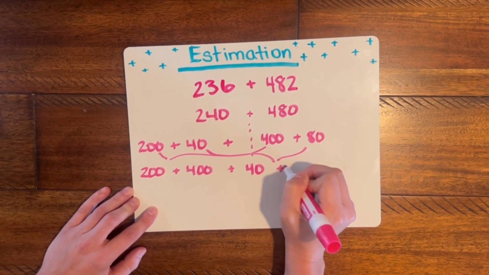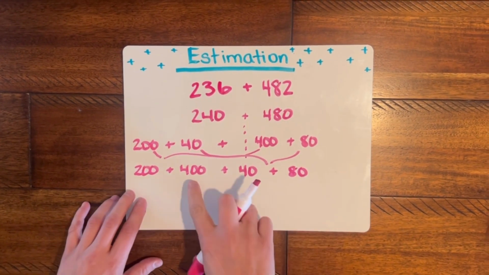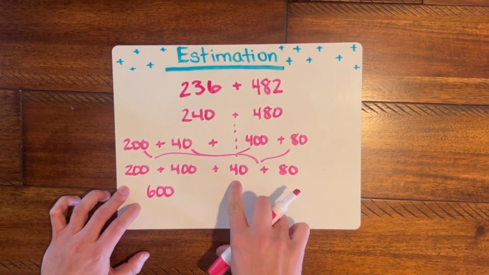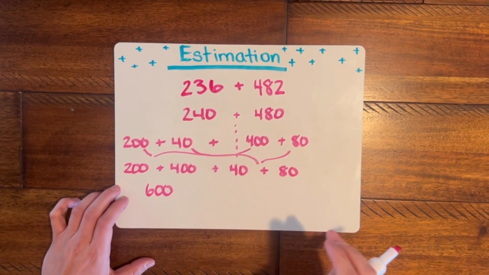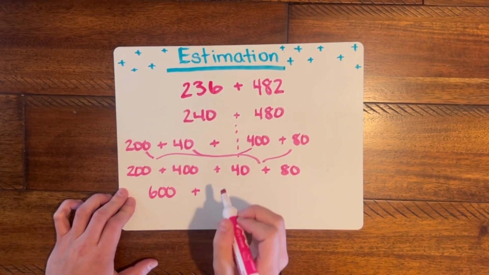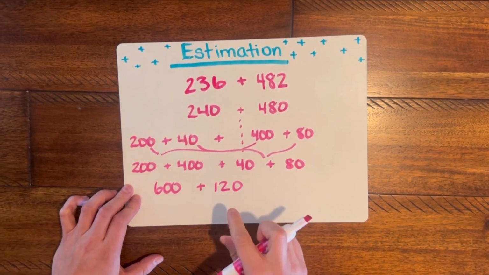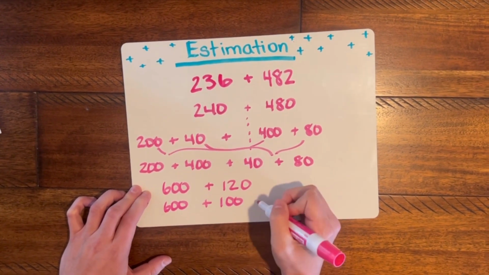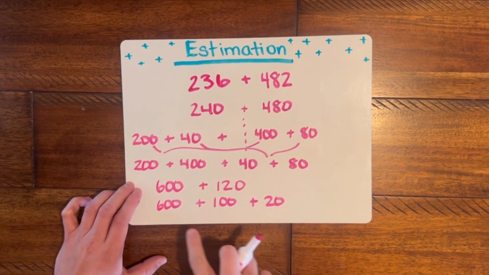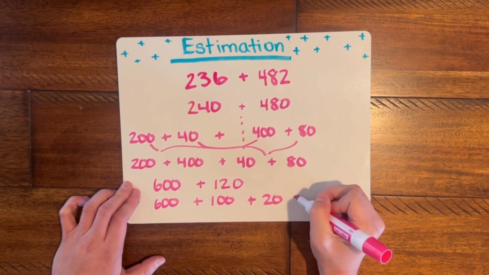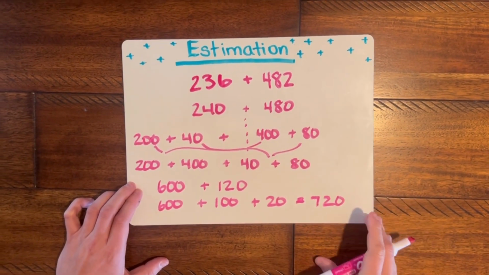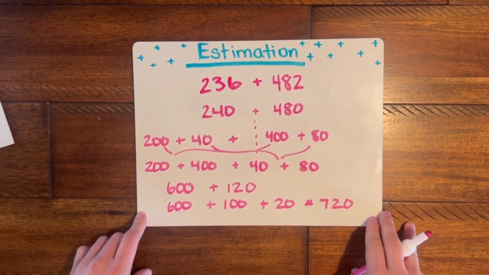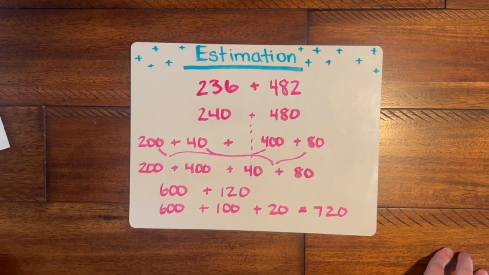So using mental math, we can easily see that 200 plus 400 equals 600, and 40 plus 80 equals 120. So 120 is a little tricky of a number, so we're going to break that down a little further. So 600 plus 100 plus 20, which we can easily see is 720. So 720 is our estimation sum for 236 plus 482.